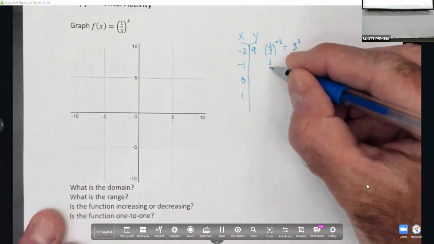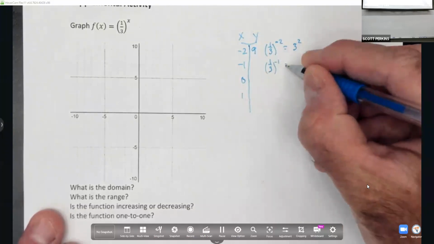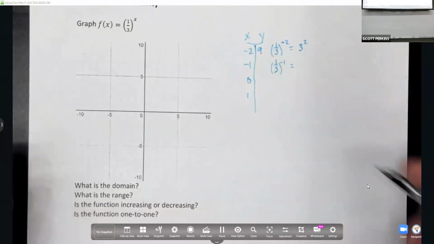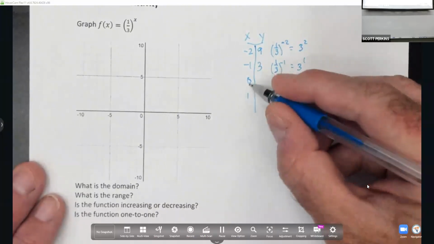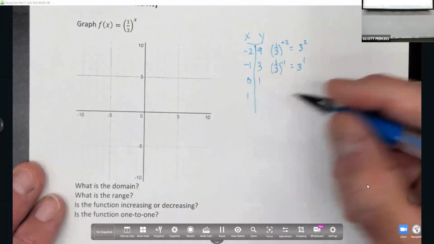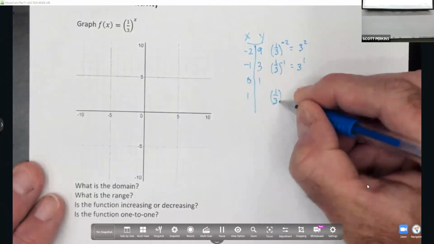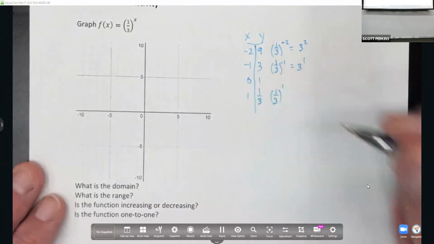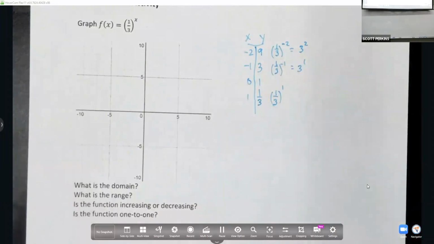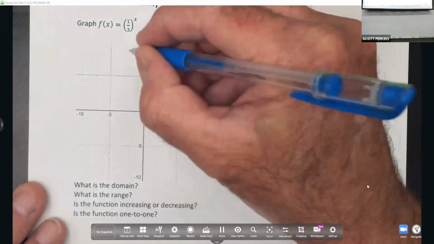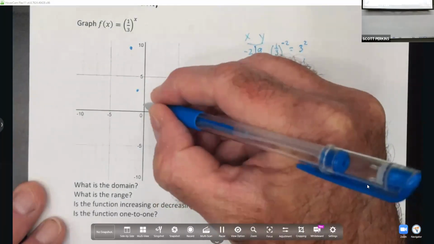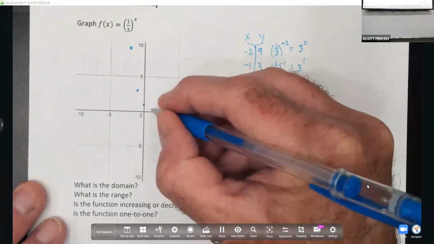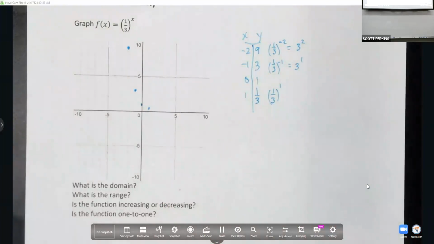Same thing for -1 when I have 1/3 to the -1. Again, the negative flips the base, so I get 3 to the first power, which we would just write as 3. Anything to the 0 power is going to be 1. And then 1/3 to the first power is just 1/3. So those are going to be the 4 points that are best for us. Now I'm going to plot those. -2, I go up 9. Here's a nice dot. -1, I go up 3, 0, 1, 1 and a third. And if you put in 2, then you got a 9th.